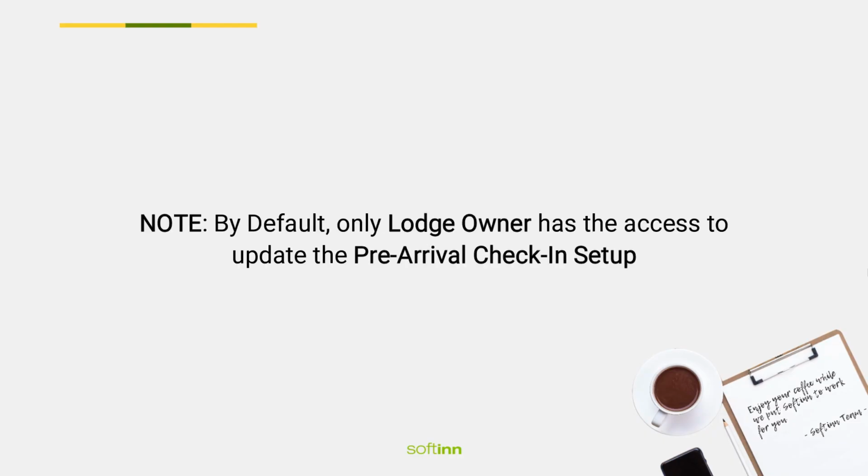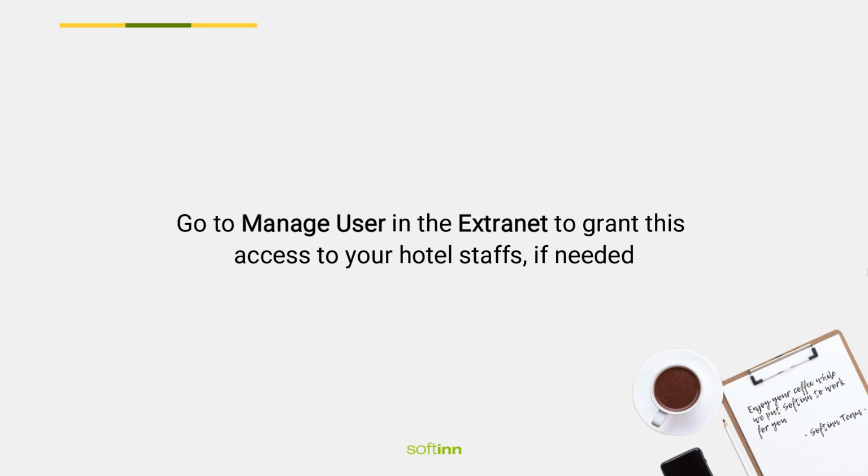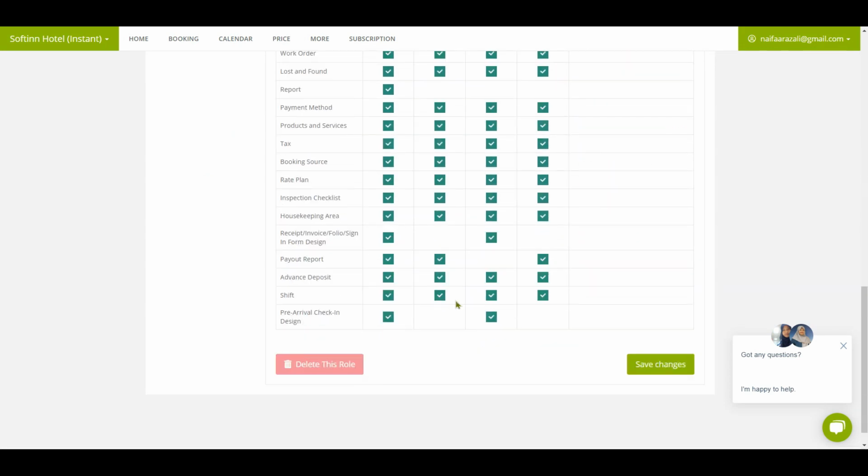Note, by default, only lodge owner has the access to update the pre-arrival check-in setup. Go to Manage User in the extranet to grant this access to your hotel staffs, if needed. Go to PMS section. Go to Pre-Arrival Check-in Design and tick to grant the access. You can either tick View or Edit, or both. Once done, click Save Changes.